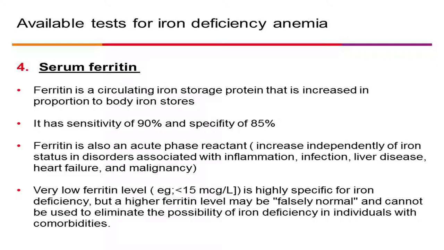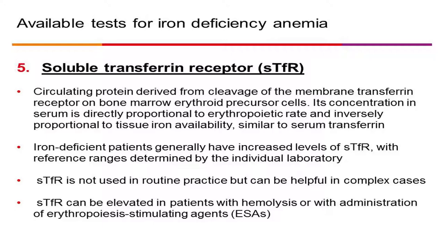Okay, the previous tests that I mentioned, all of them are available here in Kuwait. But those that are not available in every lab, and here in Kuwait are not available: the soluble transferrin receptor. It is a protein, the result of cleavage of the membrane transferrin. When we have a state of increased erythropoiesis, for example in iron deficiency anemia, the bone marrow tries to compensate, so we have an increase in the soluble transferrin receptors. It is also inversely related to the serum iron, so the lower the serum iron, the higher the soluble transferrin receptors.